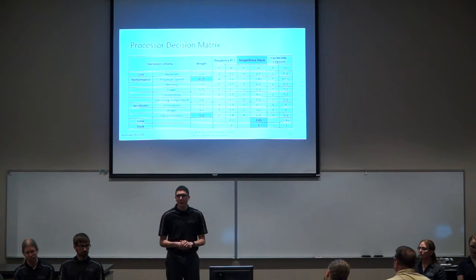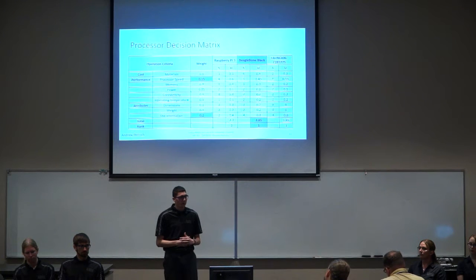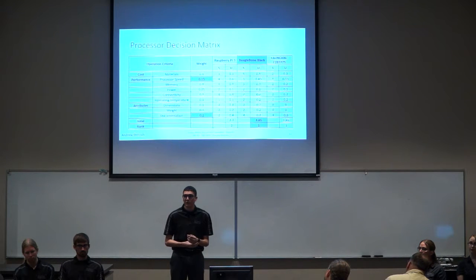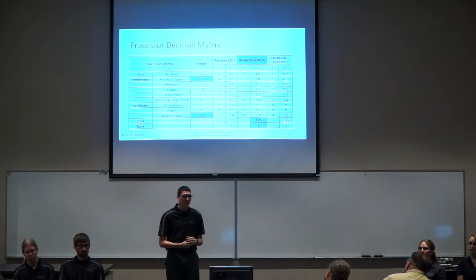So looking at the decision matrix for our processor, 3 options were considered. The heaviest weighted criteria were the processor speed and the available documentation, as it is very difficult to use a board with little to no documentation. And with these criteria in mind, among others, the BeagleBone Black was selected.